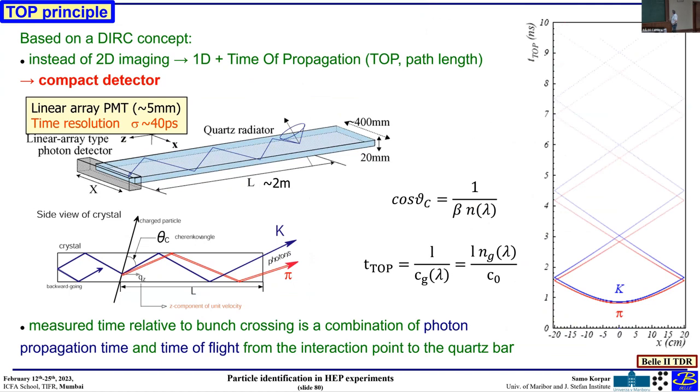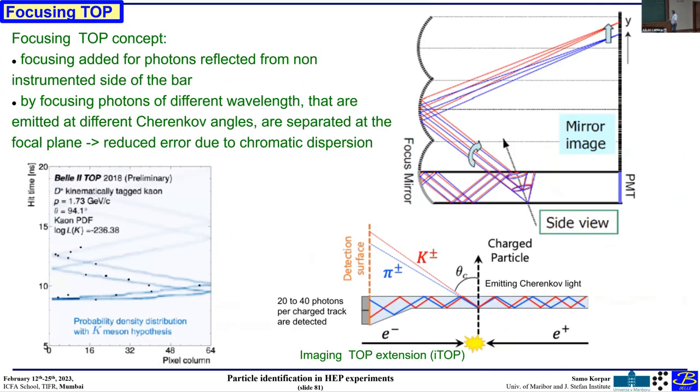So that's why, for the longer photon paths, photons that go in one direction without the detector and then reflect back, there is a focusing mirror to help separate the different colors.